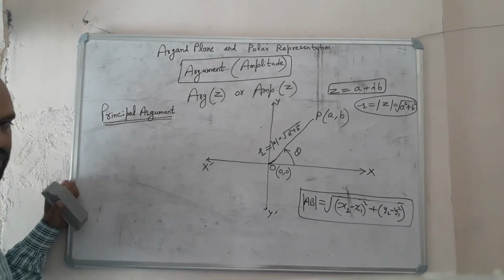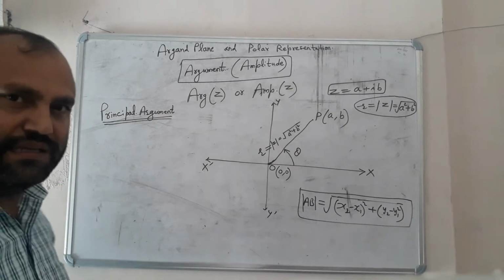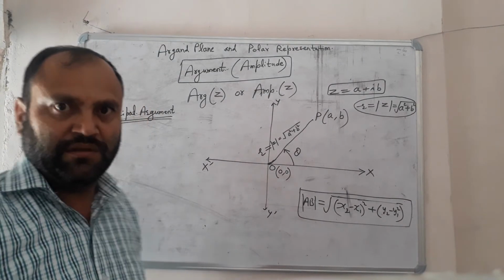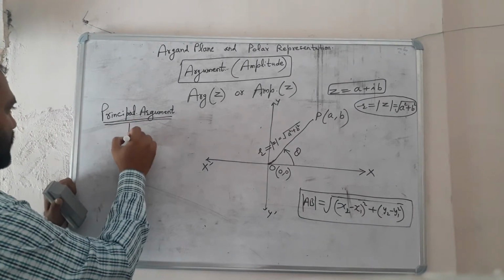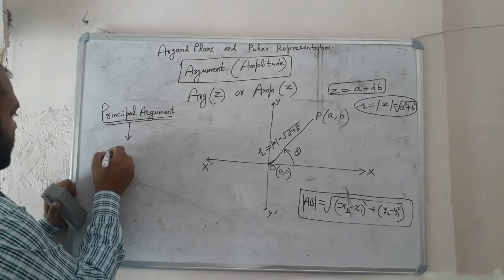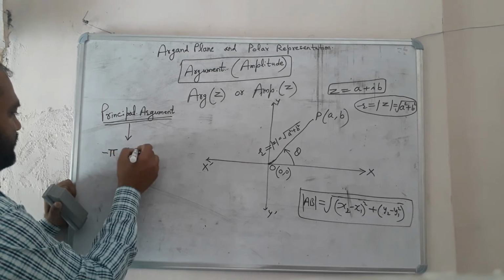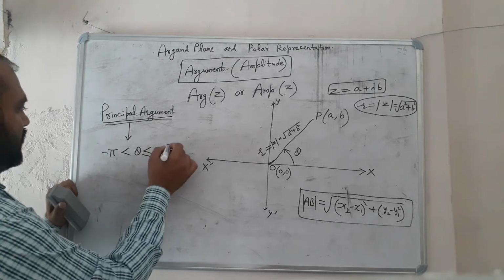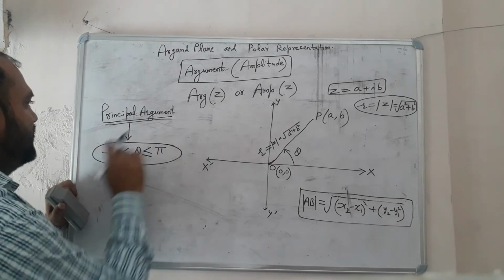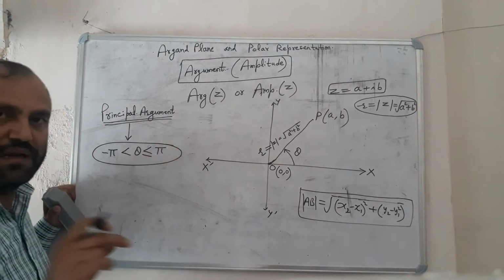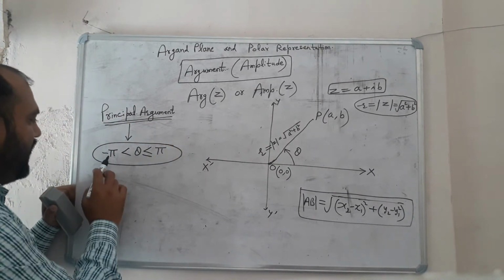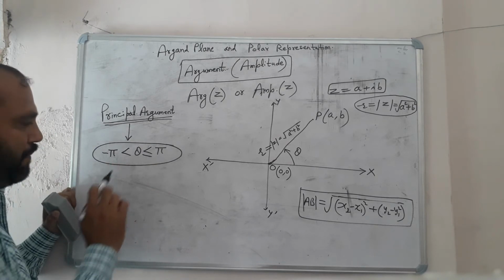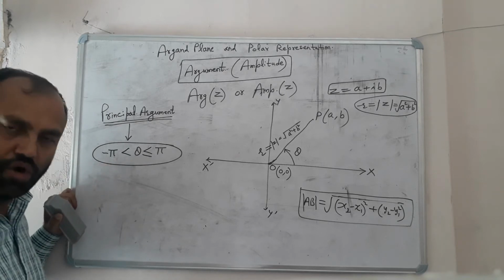What is principal argument? Principal argument means it is an angle which is in some restriction. So principal argument lies between minus pi to pi. You have to remember that the principal argument, or principal amplitude, lies in between minus pi and pi. Pi is included, minus pi is not included.